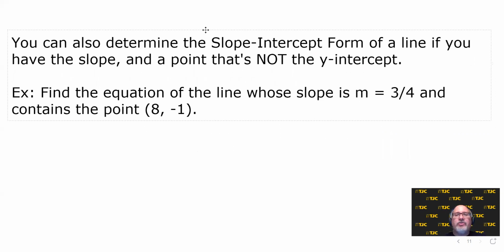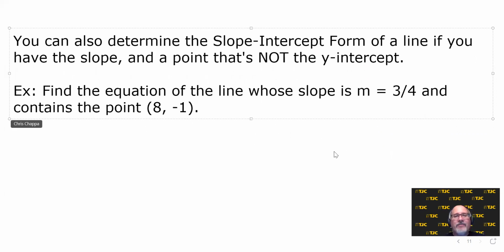One other thing about slope-intercept form. You can also determine the slope-intercept form of a line if you have the slope and a point that's not the y-intercept. If you have the y-intercept, it's easy. Stick it in there where the b is, and then put the slope in front of the x, and you've got the equation of the line. But if you don't have the y-intercept, you don't know what number to put in for b.